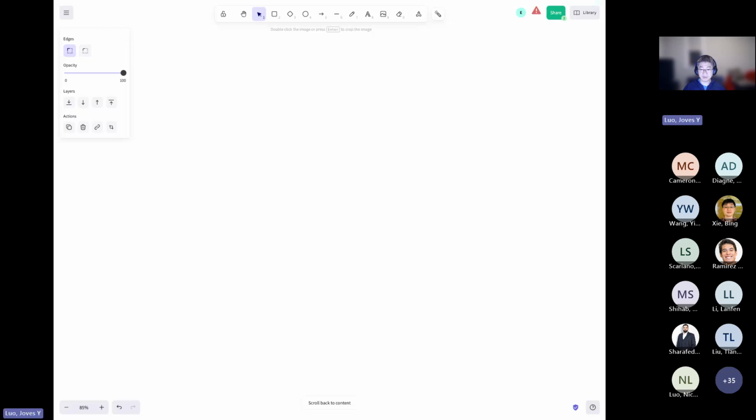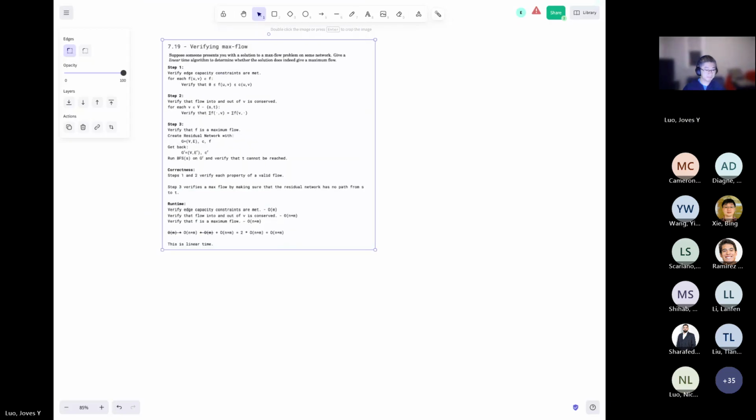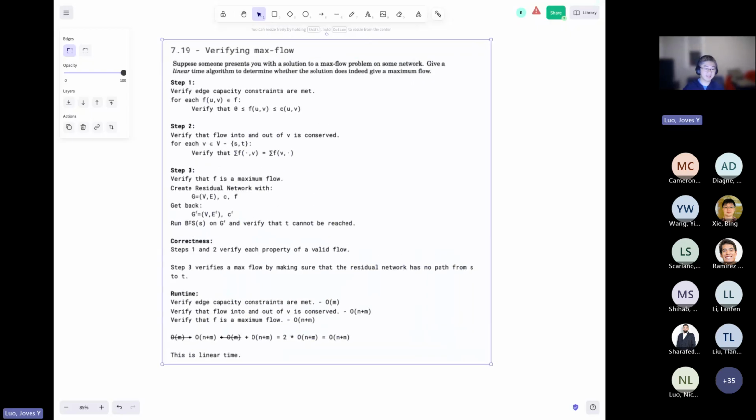Oh, okay. So this one is verifying max flow. I'm just going to paste the whole solution because I think it's easier to talk about that way. Someone presents you with a solution to a max flow problem on a certain network. Give a linear time algorithm to determine whether the solution does indeed give a max flow.